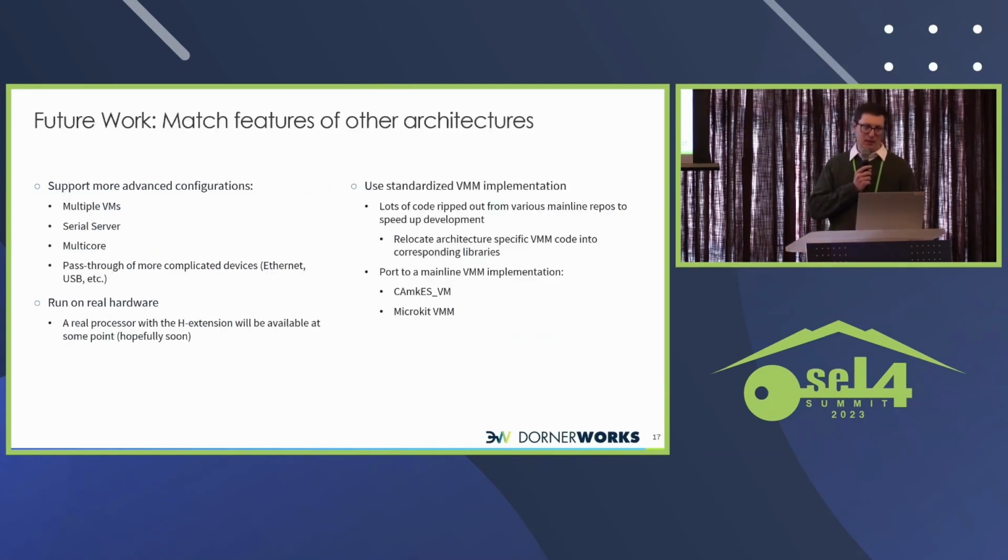And next steps, I think, is mostly to try to match the feature set of what the VMM can do on other architectures. So first step for that, or at least one of the parallel steps that could happen, is supporting more advanced configurations. Just a single VM with a UART isn't very exciting. So, other configurations that we'd want to be able to test and support would be multiple VMs. We'd want serial server, we'd want VirtIO devices, we want more pass-through devices, especially ones that use DMA to make sure that those function correctly. And, if possible, multi-core.